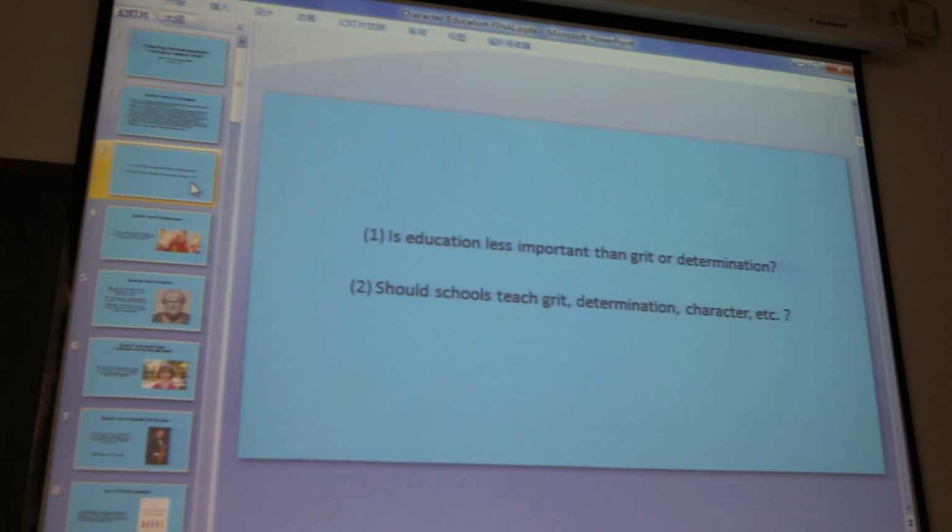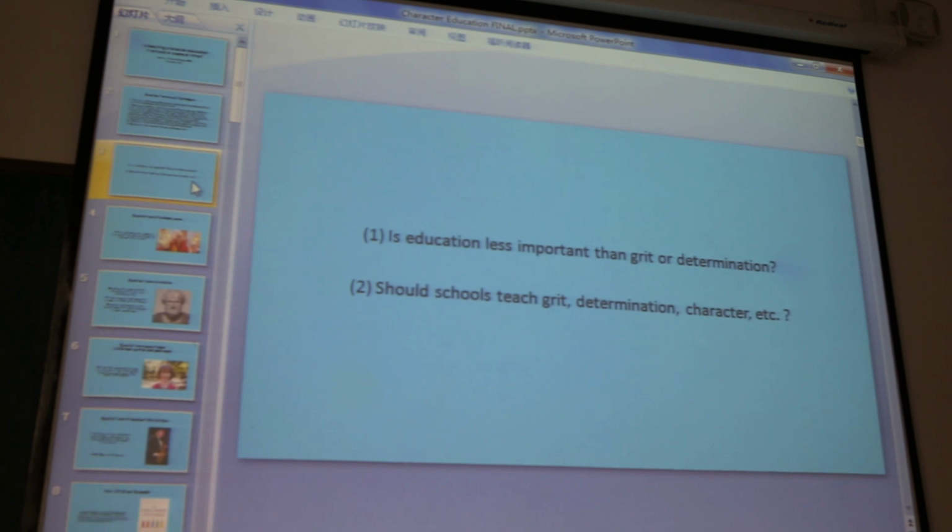So, a couple questions. Is education less important than grit or determination, just in terms of overall success in life? And should and can schools teach grit, determination, and character? Now, maybe some schools do, but I think plenty of schools don't. I didn't have any sort of courses, again, when I was a student, that I think I could say taught me grit, character, anything like that.